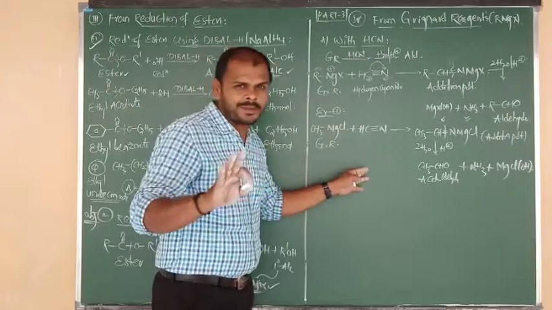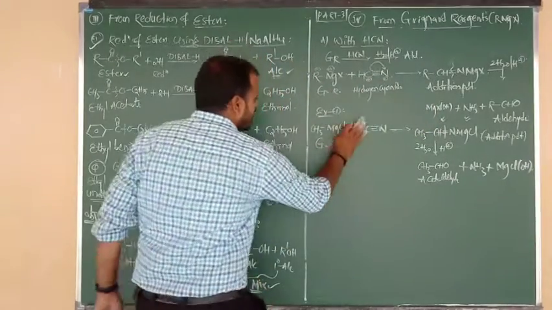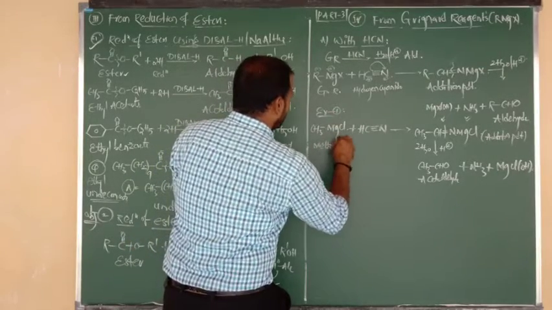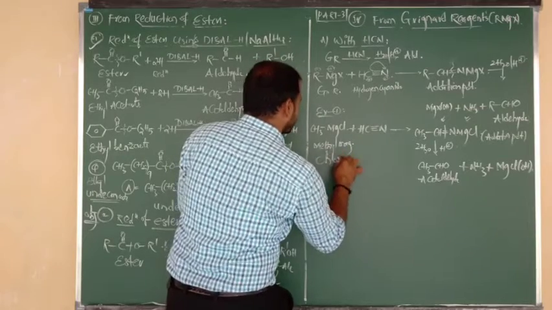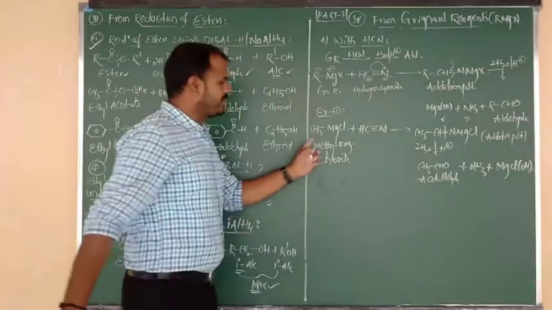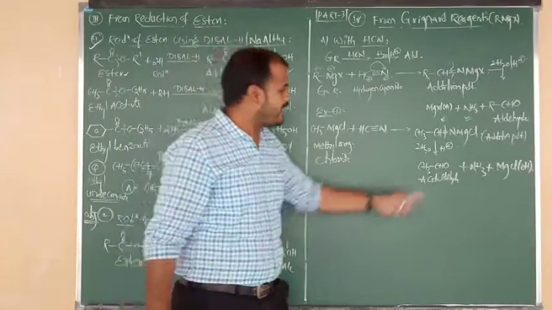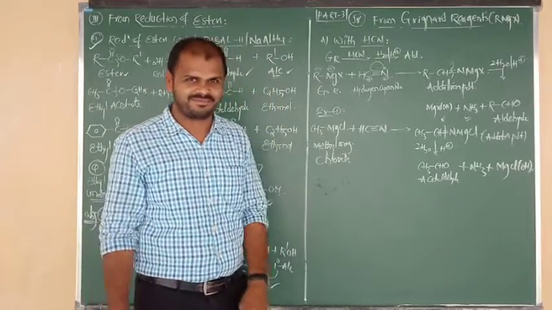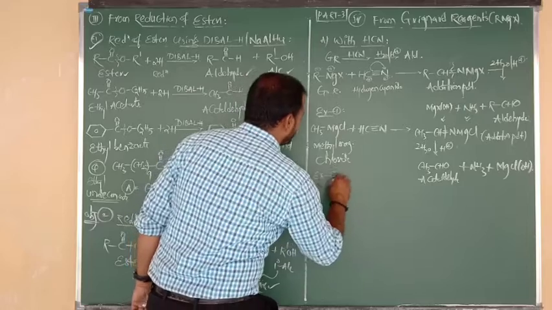In place of R, we have written CH3. So what is the name of this Grignard reagent? The name of this Grignard reagent is called methyl magnesium chloride. So methyl magnesium bromide upon addition with hydrogen cyanide and followed by hydrolysis gives the product acetaldehyde. Good. Another example I want to tell you.